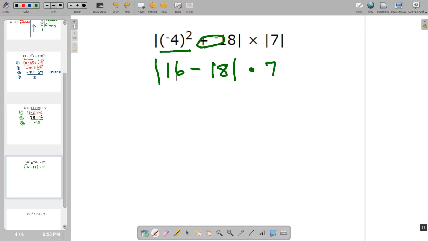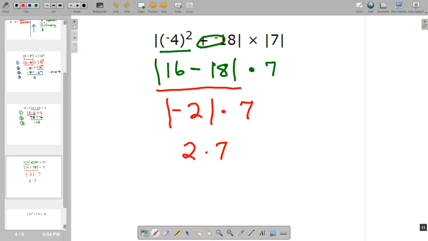Okay, so in this case, we have 16 minus 18 inside the parentheses or grouping symbols. So that is negative 2, still under absolute value, times 7. Now, the absolute value of negative 2 is asking us how far away from 0 is negative 2? Well, the answer is positive 2. So our last step is going to be positive 2 times positive 7, which is a positive 14.